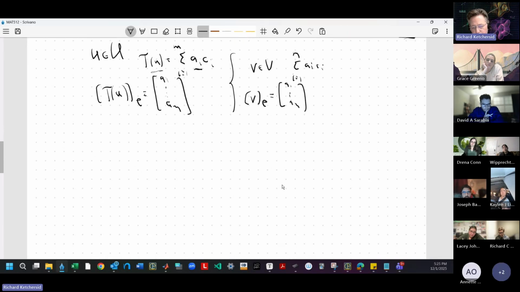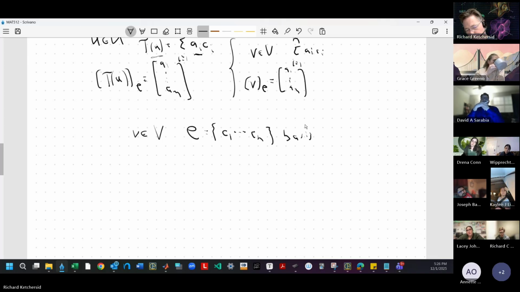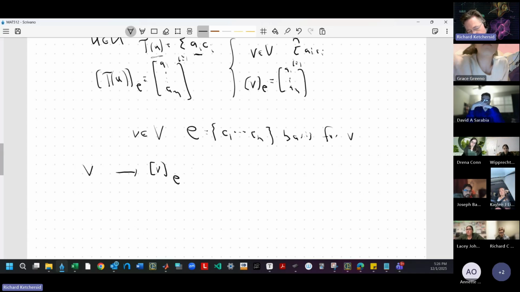Let me reiterate that. I'll come back and recap because we're going backwards and forwards here. Given a v in V and a basis for V, we get a map which takes v, which is in V, and maps it to this representation, which is in F^m.